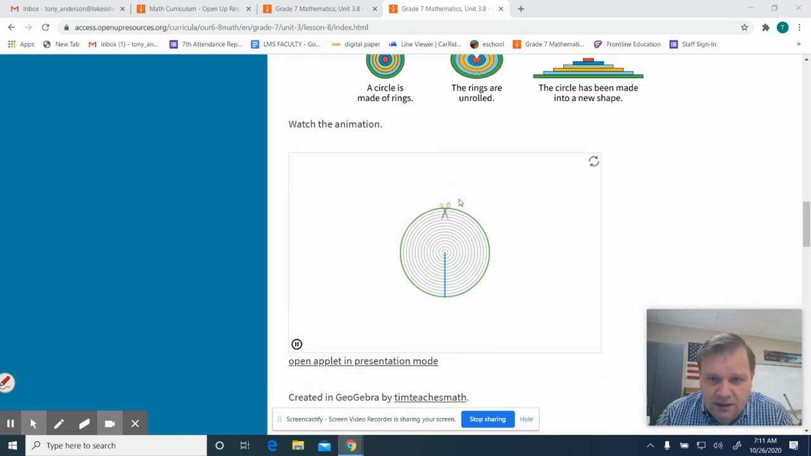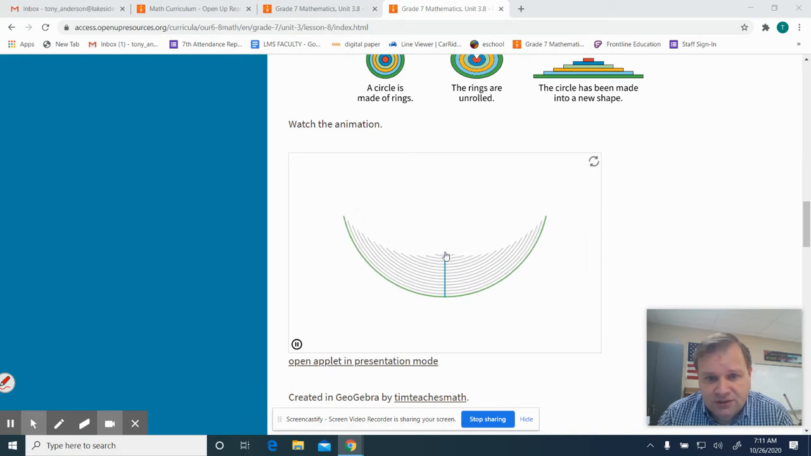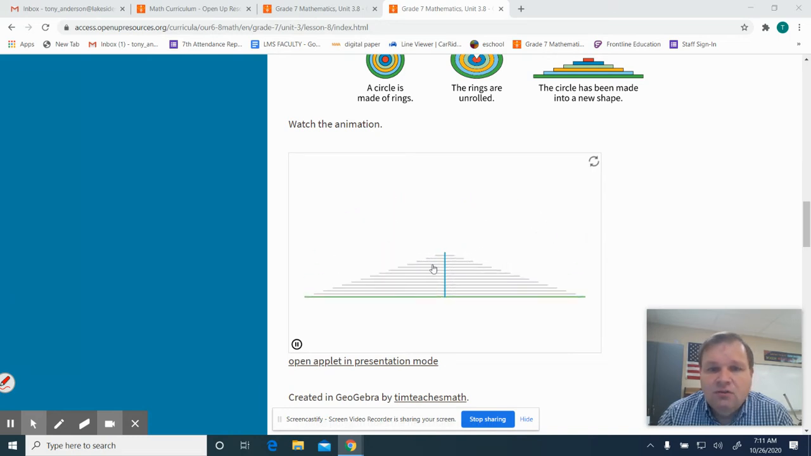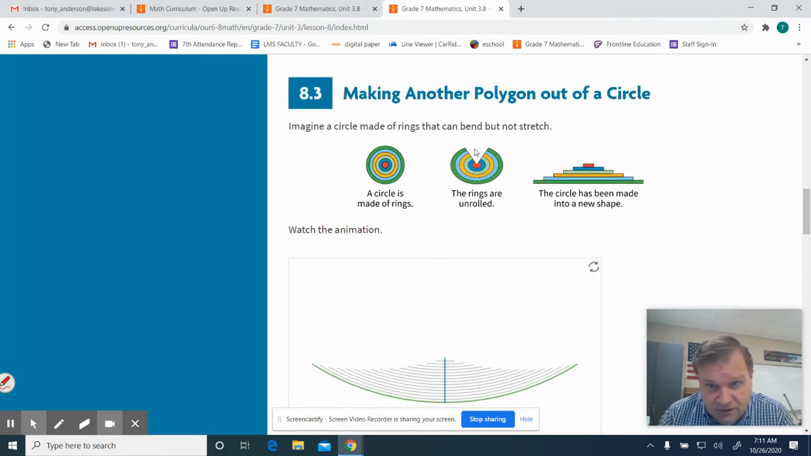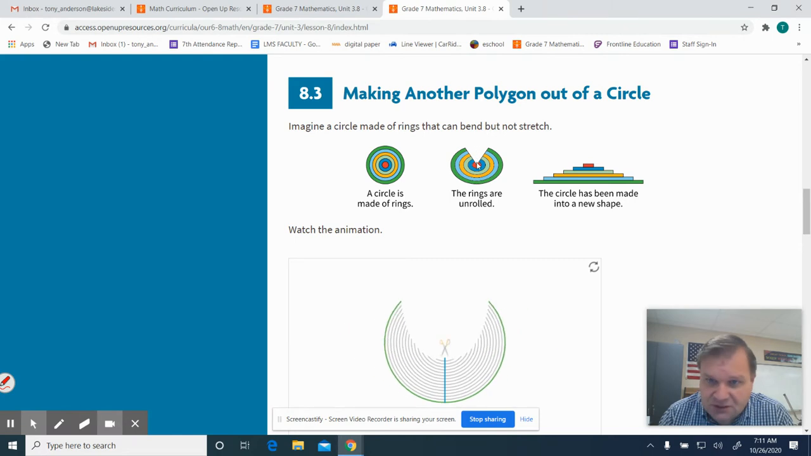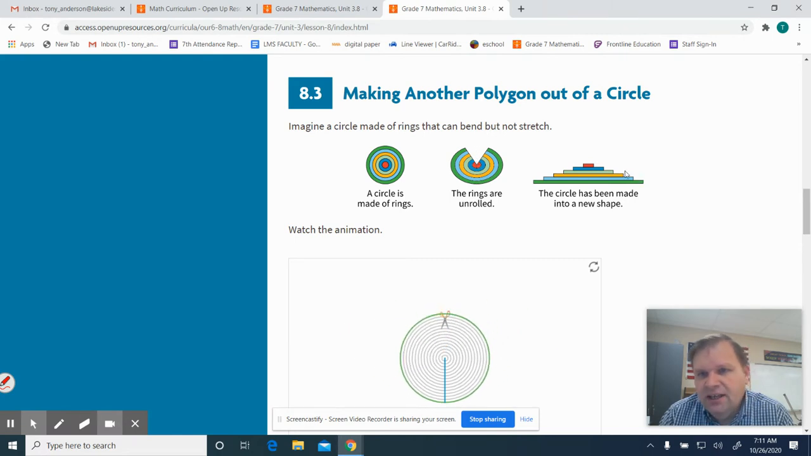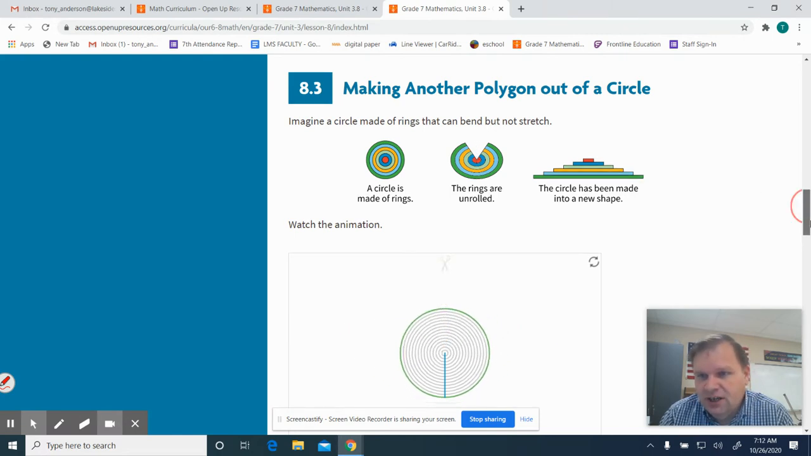All right. In this 8.3, we have an animation where these scissors are cutting this circle to the center, and then it's unfolded, and you can see that there's a semblance of a triangle there. The same thing is shown up here. We have our circle. It's cut to the center, which that cut represents a radius. It's unfolded, and it resembles a triangle.